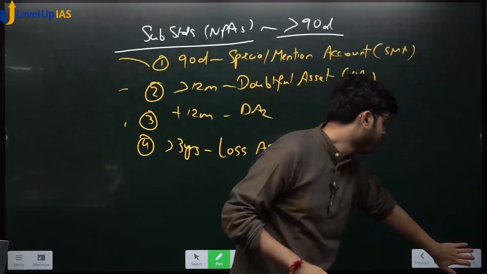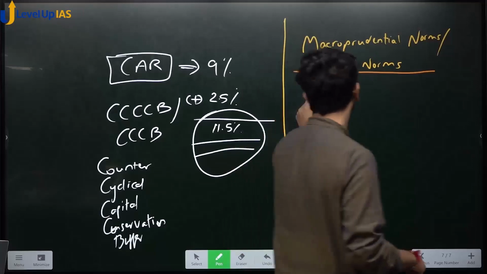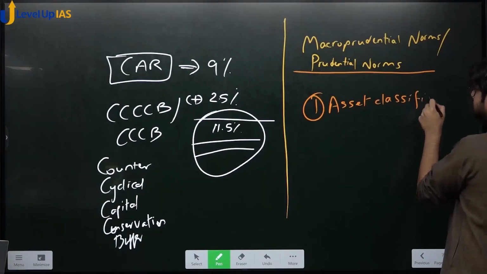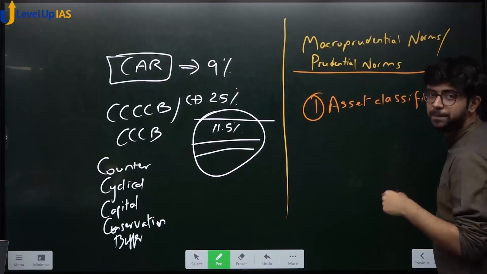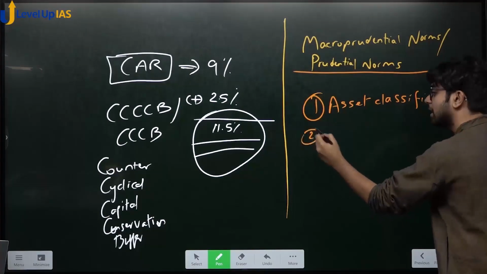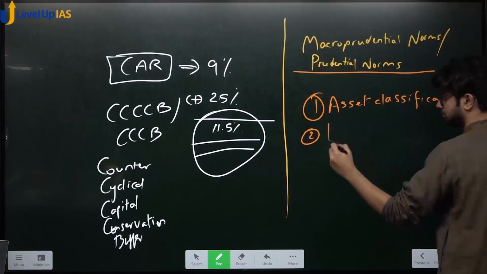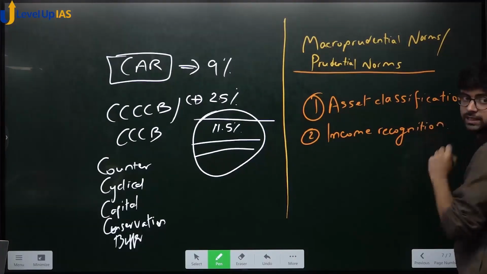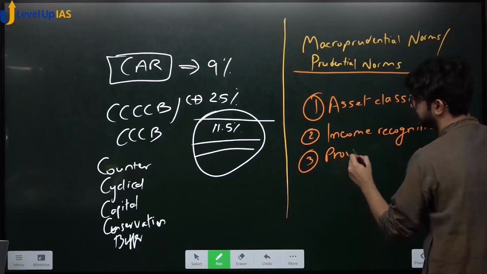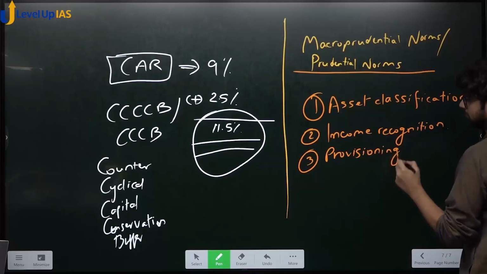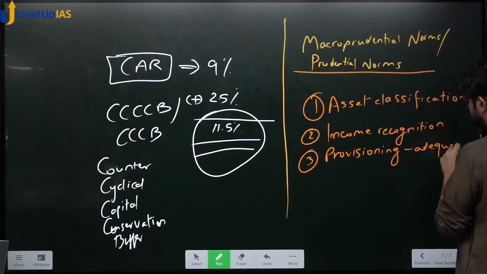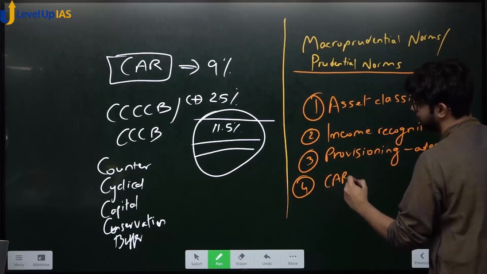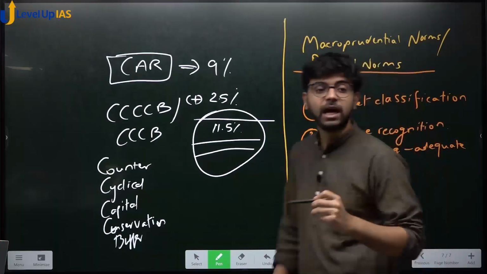So these four that we spoke about are called macroprudential norms or prudential norms. What was the first step? What was the first one? Can I call it asset classification? You need to classify your asset accordingly, whether it is an NPA, whether it is substandard, or whether it is stressed, or within NPA, what its category is. Okay. Second step, income recognition should stop. Yes or no? Okay. Third step, provisioning should be adequate. Fourth step, what do you think is the fourth step? Capital adequacy ratio. These are called macroprudential norms.